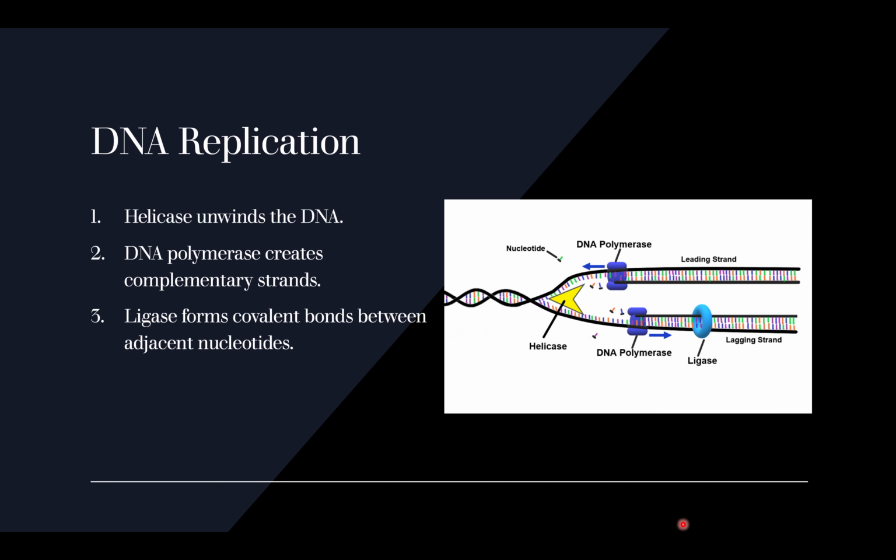Okay, so let's talk about the process of replicating DNA, which means making more DNA. So helicase is what we call an enzyme, and we've talked about enzymes before in previous PowerPoints. Enzymes act as the catalyst for reactions. So a catalyst means forcing something to start, or beginning something. So helicase is actually what unwinds a DNA molecule here.